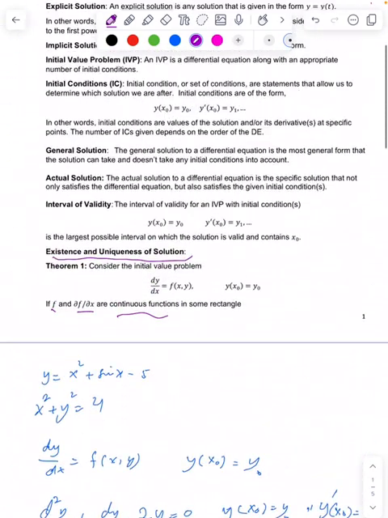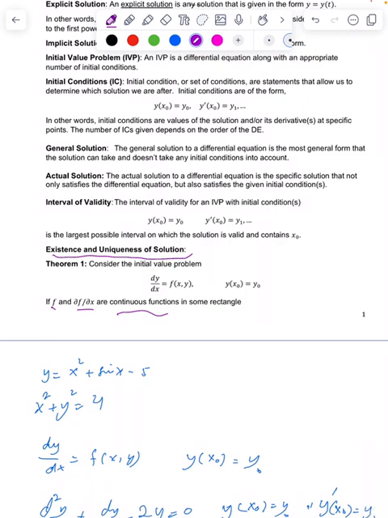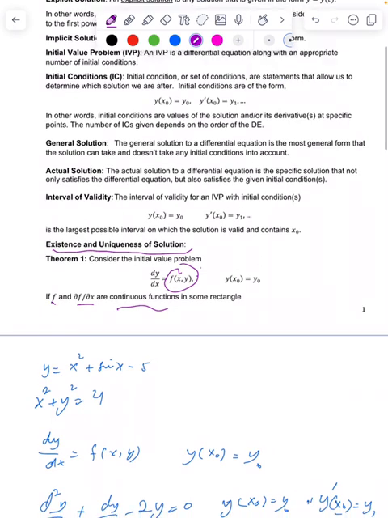What do we mean by rectangle? Now notice here, f, the function, looks like it is in implicit form on the right hand side, because it says f of x, y. So there is x as well as y in there. Could be, right? So then, what do we mean by rectangle?